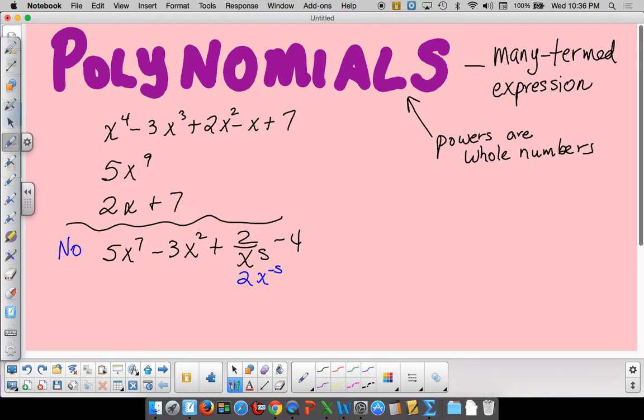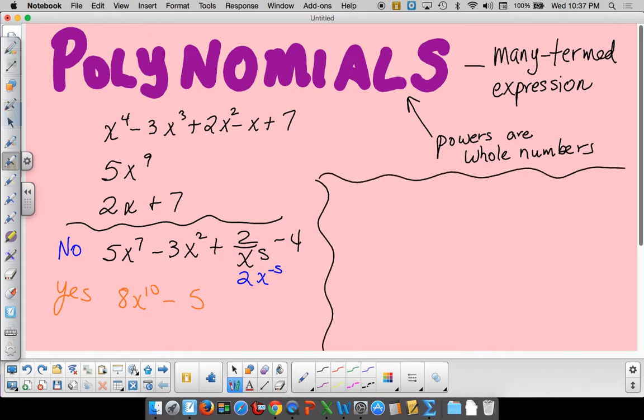If I ask you, is 8x to the 10th power minus 5 a polynomial? And yes, it is. One or more terms, whole number power. Now, there's a little terminology that goes along with working with polynomials. And so I'm going to give you an example here of a polynomial.